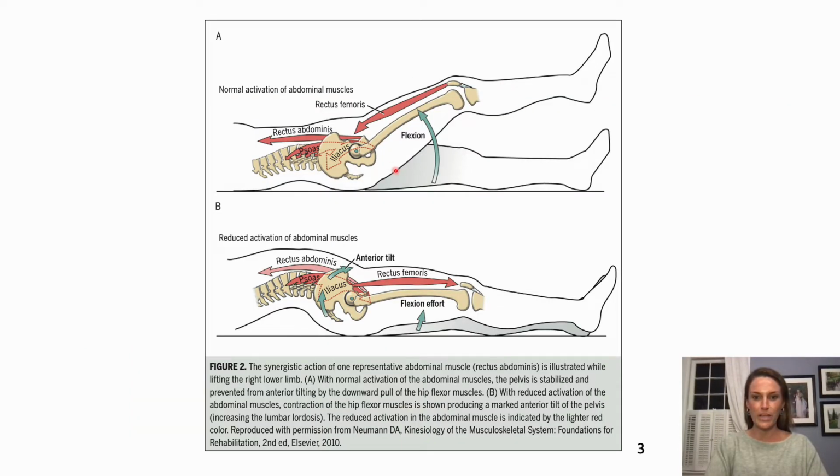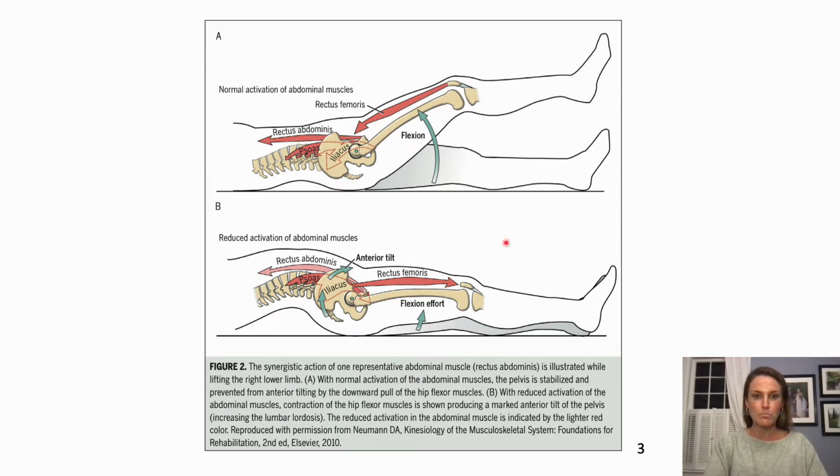This is another way you could look at hip flexion. So in supine using the straight leg raise. This top picture depicts the ideal scenario. The rectus abdominis is turning on and is stabilizing the pelvis. Therefore, when the psoas turns on, the leg raises effectively.